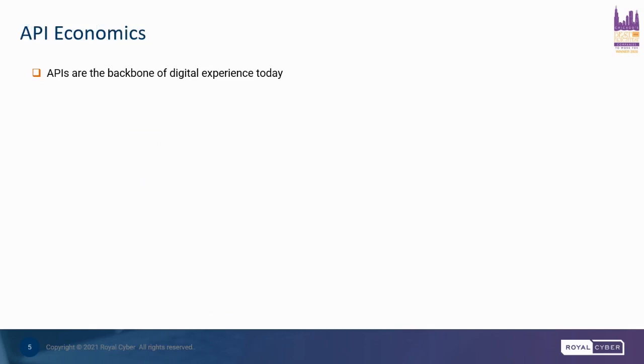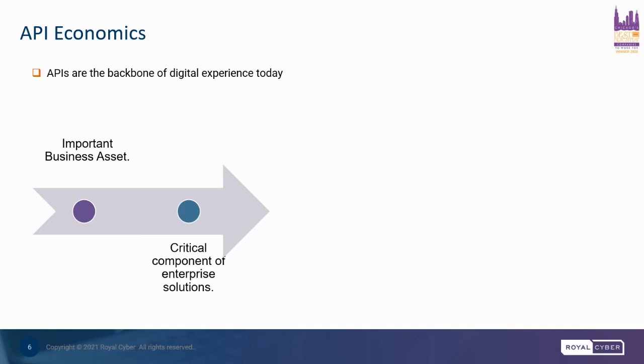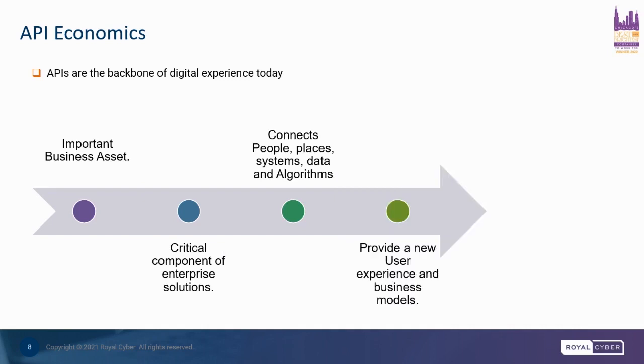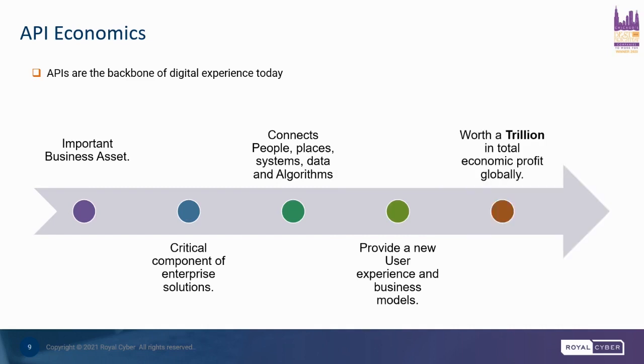Okay, so before we get into the topic, I quickly want to touch upon the significance of API in today's world. Now, APIs are the backbone of digital experience today. APIs are your most important business assets. They are the critical component of your enterprise solutions. APIs are used to connect people, places, systems, data, and algorithms. APIs provide a new user experience and business models. Finally, APIs are worth $1 trillion in total economic profit globally.